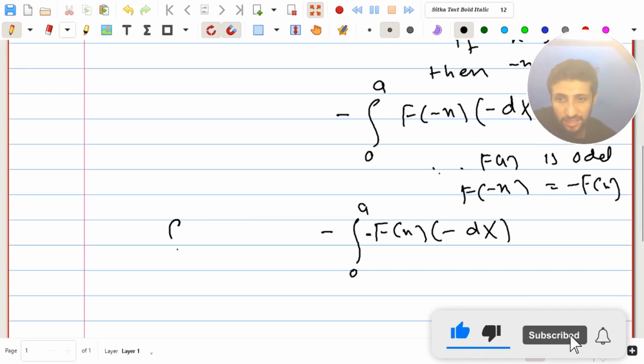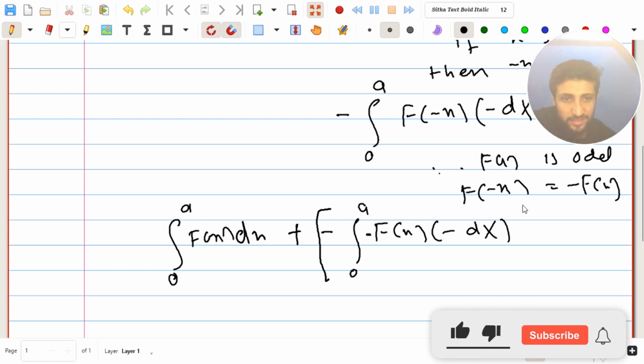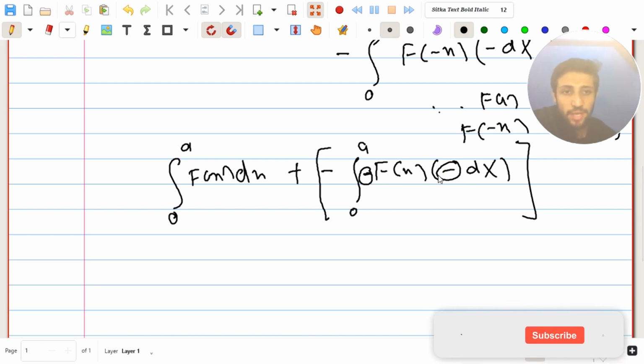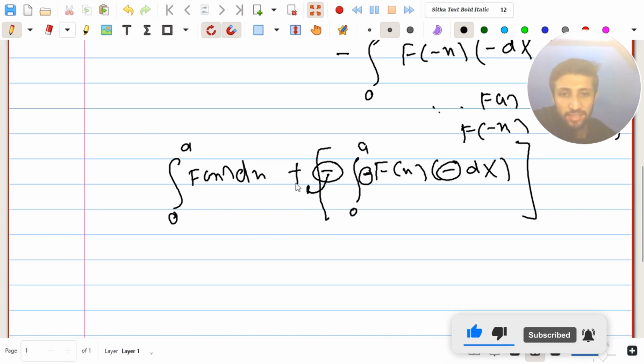We can write this integral over here as the integral from 0 to a of f of x dx plus minus this integral. You can see that this minus sign will multiply with this minus sign, and minus times minus will simply convert it to plus. This minus is over here, and it will multiply with this plus sign, and I will get a minus sign here.